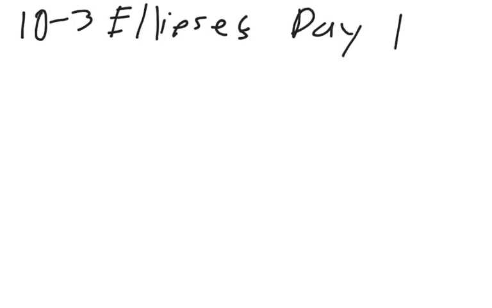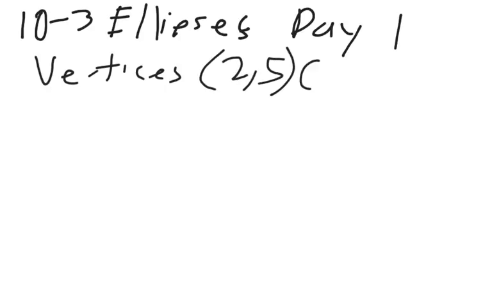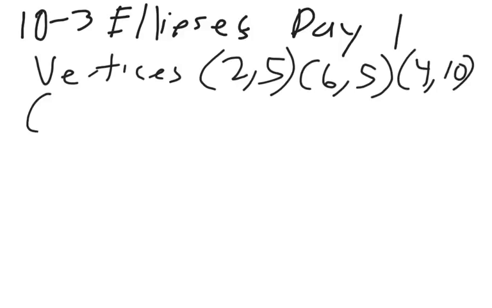Alright, today we're going to do 10-3 day 1, ellipses. We're going to come up with the equation of an ellipse which has the following vertices: a vertex at (2, 5), a vertex at (6, 5), a vertex at (4, 10), and a vertex at (4, 0).